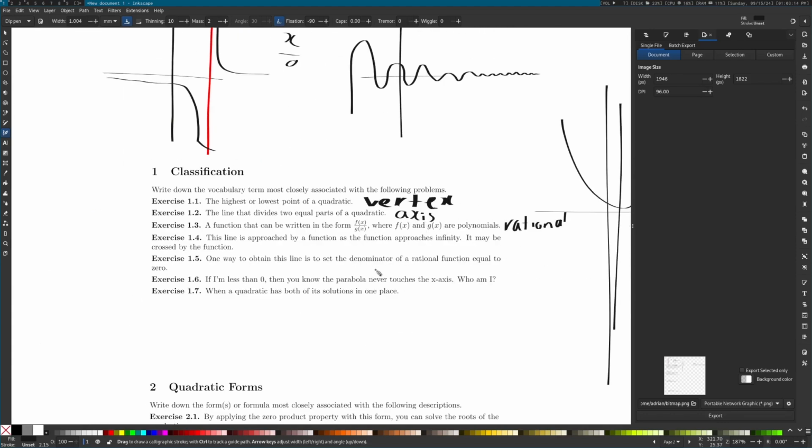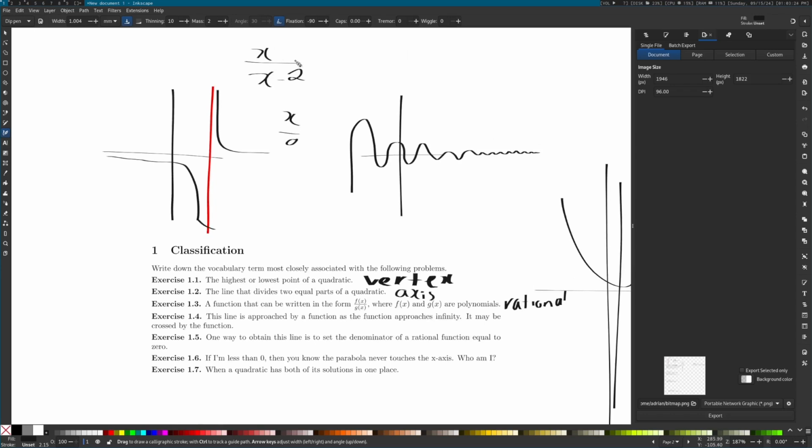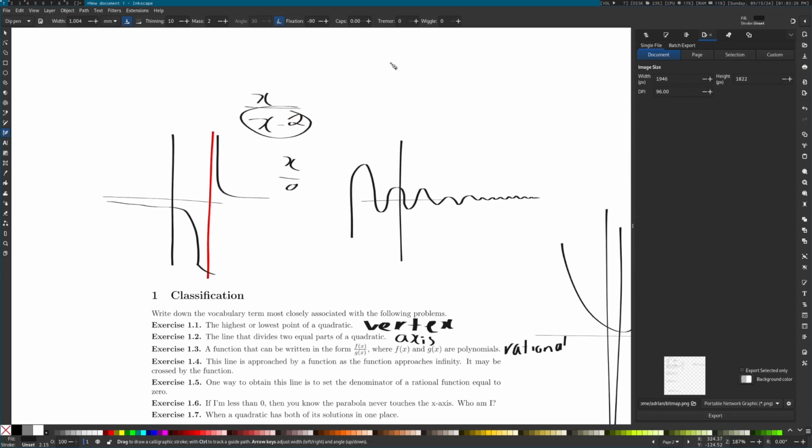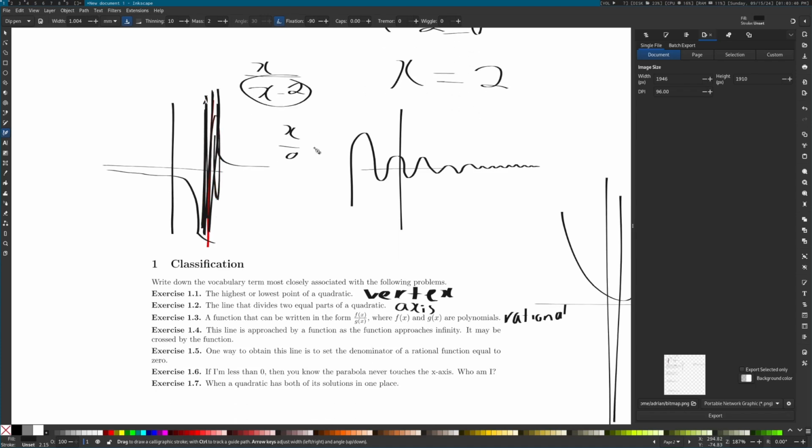One way to obtain this line is to set the denominator of a rational function equal to 0. Vertical asymptote? Yep, vertical asymptote, as we saw here. If we set the denominator here equal to 0, we get x minus 2 is equal to 0, x equals 2. Then that gives us this boundary that we cannot cross, because we don't want to divide by 0. And if we plugged in 2, we would get 2 minus 2.